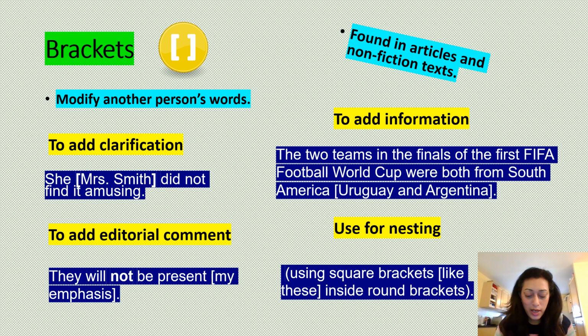So the first is to add clarification. For example, she [Mrs. Smith] did not find it amusing. To add information: the two teams in the finals of the first FIFA Football World Cup were both from South America [Uruguay and Argentina]. To add editorial comment or authorial comment: they will not be present [my emphasis]. And the last one is we also use square brackets for nesting sometimes, like using square brackets like these inside the round brackets.